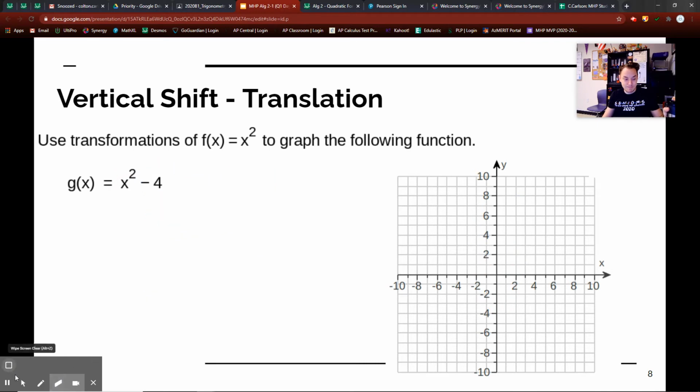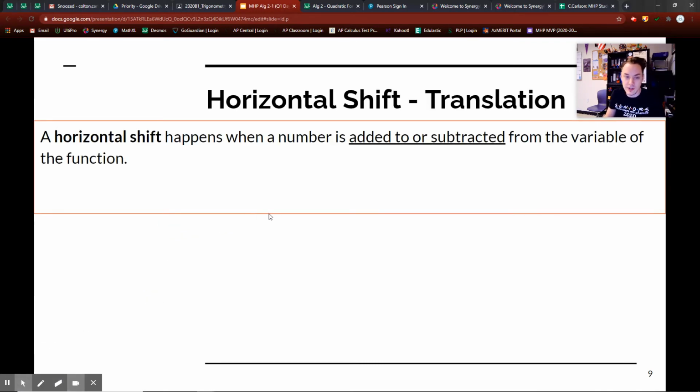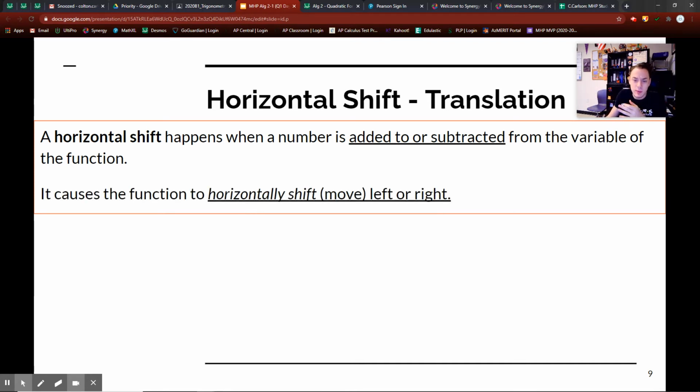Let's erase. Let's go to horizontal shifts or translations. This is what happens when a number is added or subtracted from the variable of the function. So it's inside of the function now, not outside of the function at all. This is what we call a horizontal shift, moving left or right.